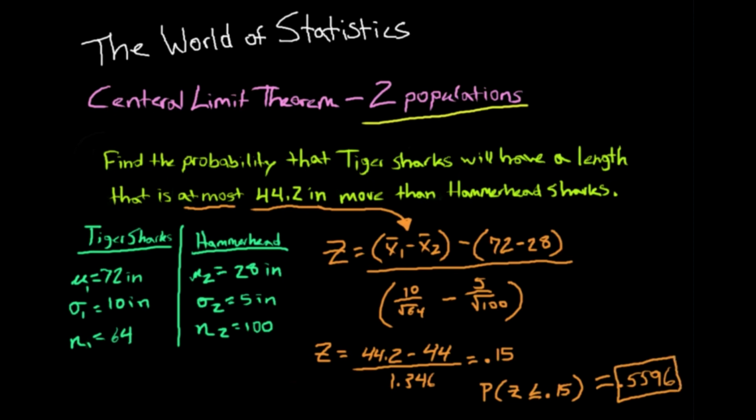Or we can write this as 55.96% chance that tiger sharks will have a length that is at most 44.2 inches more. So that's a second example using the central limit theorem when comparing against two different populations. So there you have it, two quick examples of walking through the central limit theorem and comparing two populations against one another.